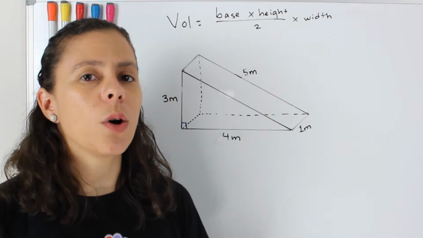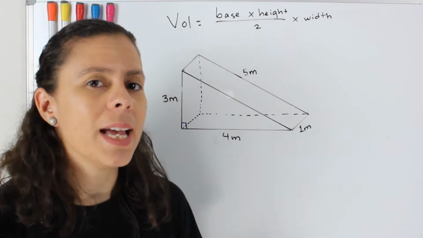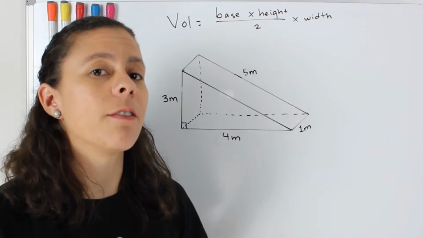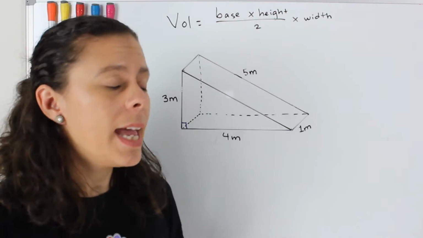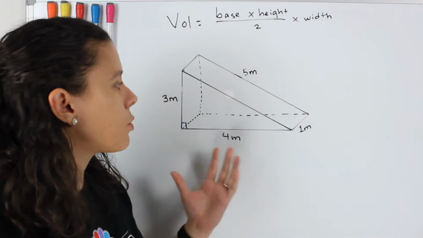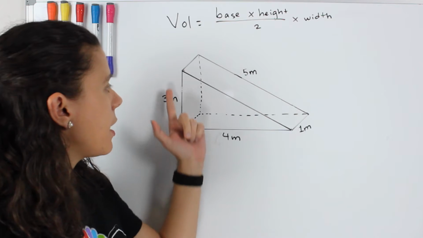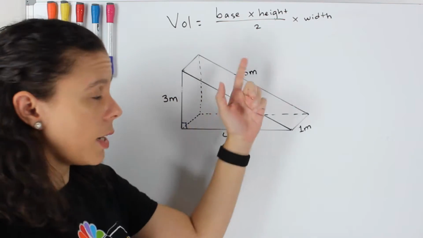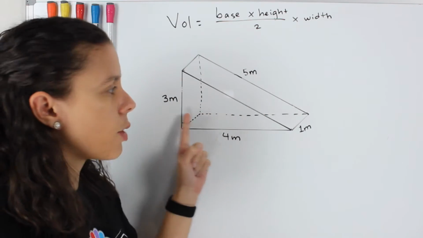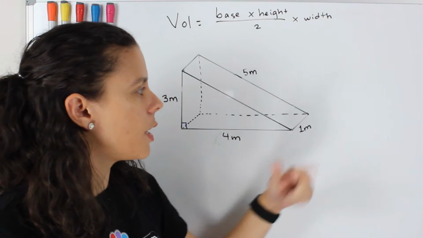So in the previous video, we saw how to calculate the surface area of a triangular prism. Now in this video, we're going to find the volume of the triangular prism. And here is the formula for you if you want to use it. The volume of a triangular prism is just going to be the base, which is this, times the height, which would be this, divided by 2, because we know that this is a triangle, times the width, which is this. It's how thick that is.